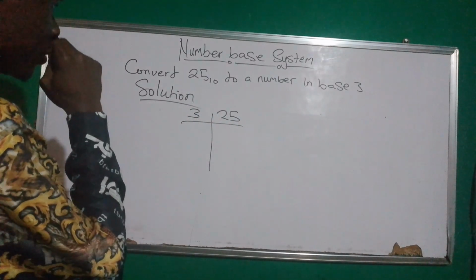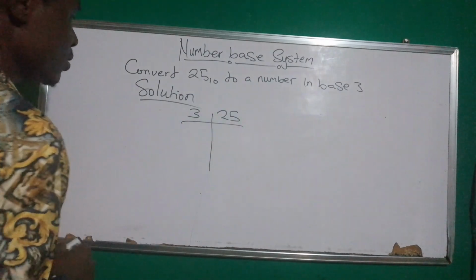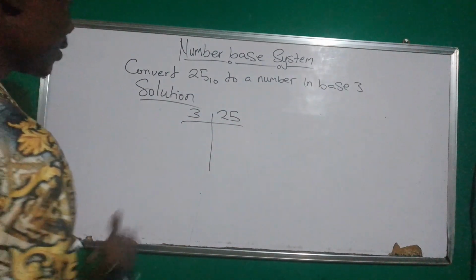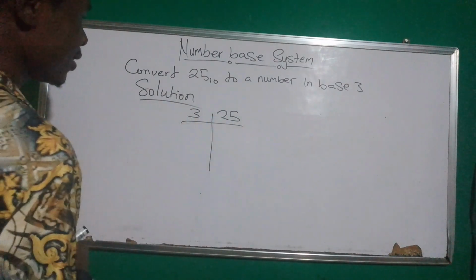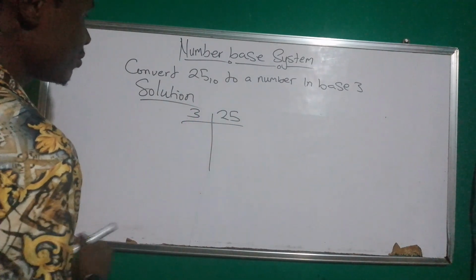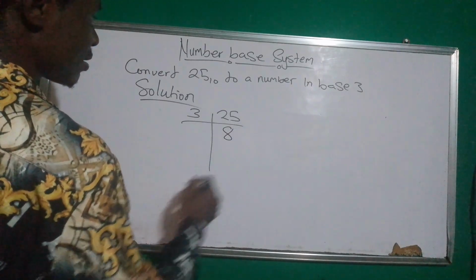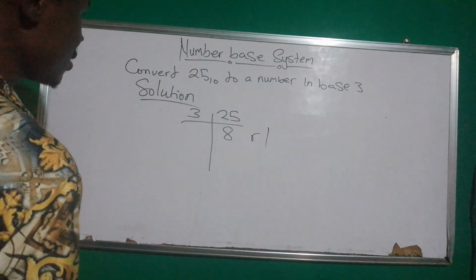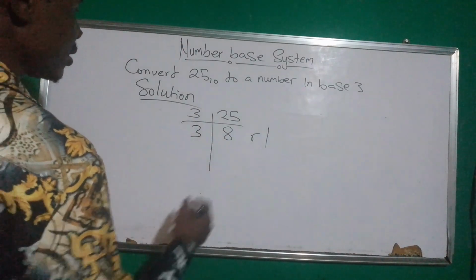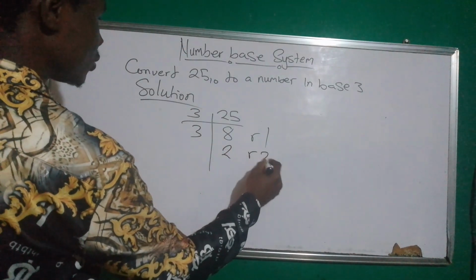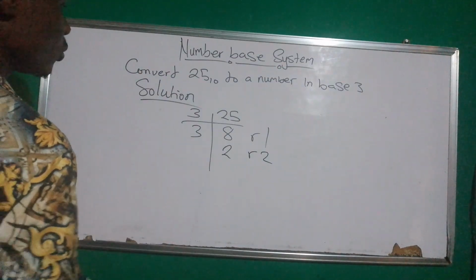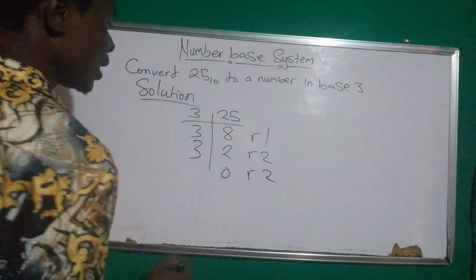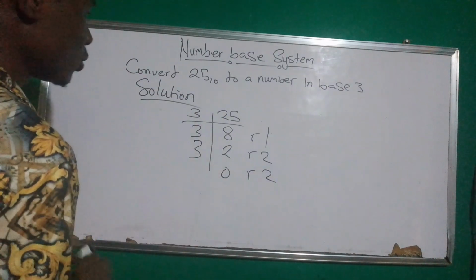Alright, so all we have to do is divide this value by this base, which is 3, and write the remainders, because we are very much interested in the remainder. So when we divide 25 by 3, what would that give us? 25 divided by 3 will give us 8 remainder 1, right? Okay, so we repeat the same process. We divide 8 by 3. That will give us 2 remainder 2. Also we divide 2 by 3. That is 0 remainder 2. And this brings us to the end of the division process.